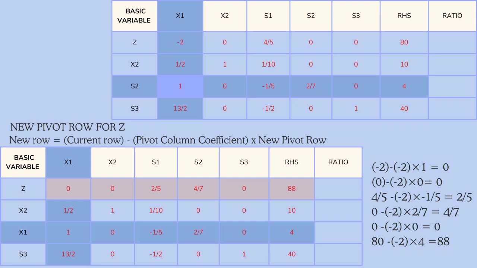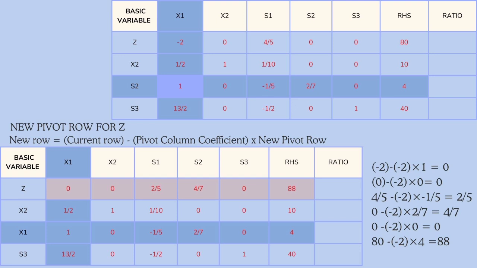4/5 minus negative 2 times negative 1/5 is equal to 2/5. 0 minus negative 2 times 2/7 is equal to 4/7. 0 minus negative 2 times 0 is equal to 0. 80 minus negative 2 times 4 is equal to 88. So, tapos na tayong kunin lahat ng new pivot row ng Z.